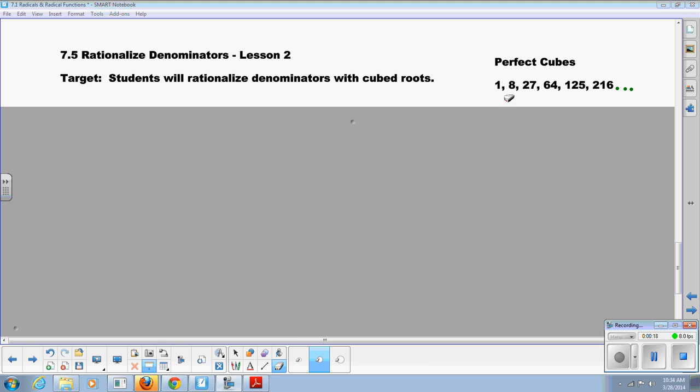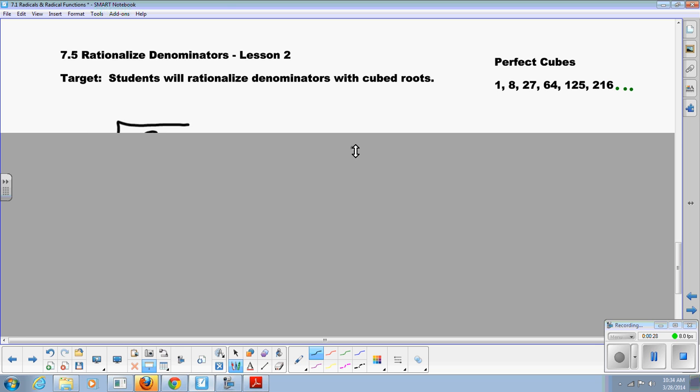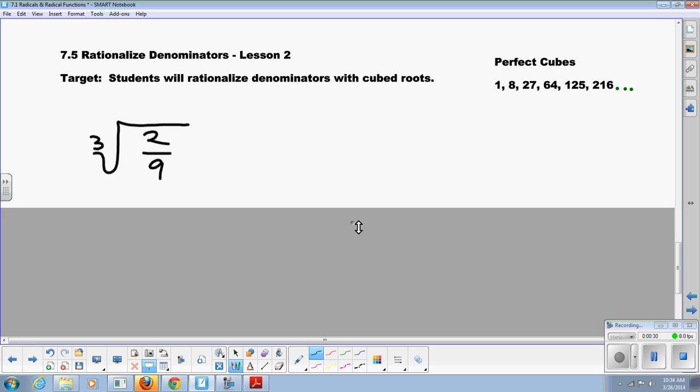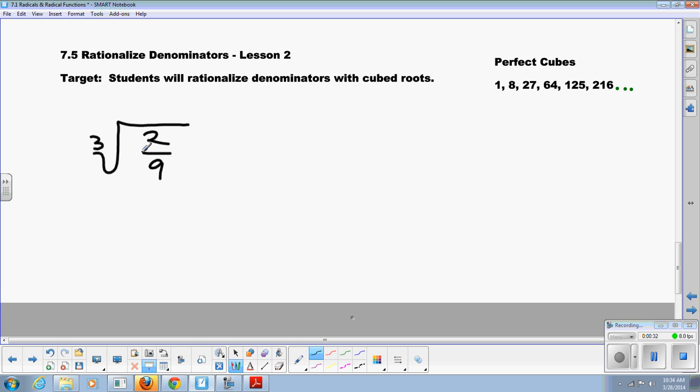I have it here for you. The perfect cubes are 1, 8, 27, 64, 125, 216. Those are the first 6 perfect cubes. Having that list out handy will help you as you're working along here. So here's our first example. The cube root of 2/9. How do I deal with this?